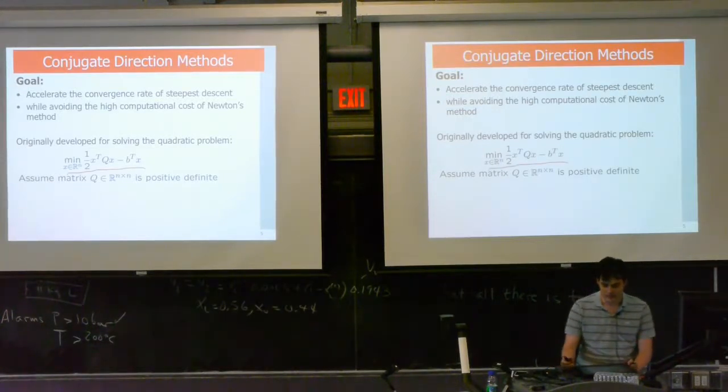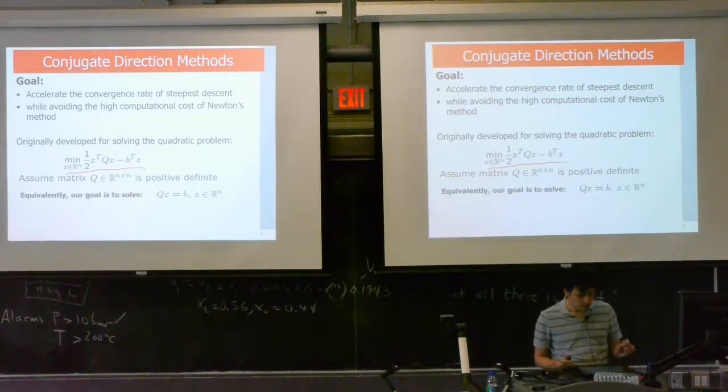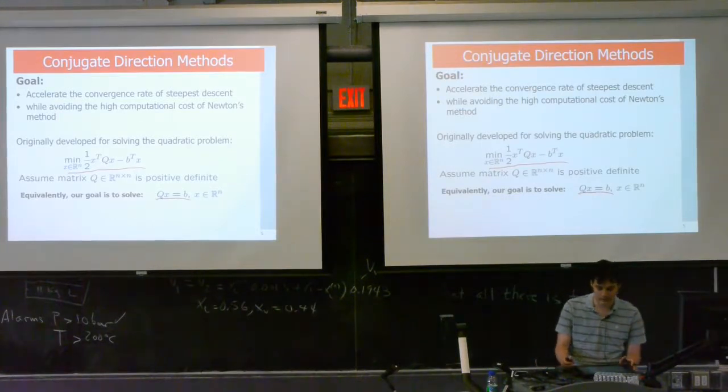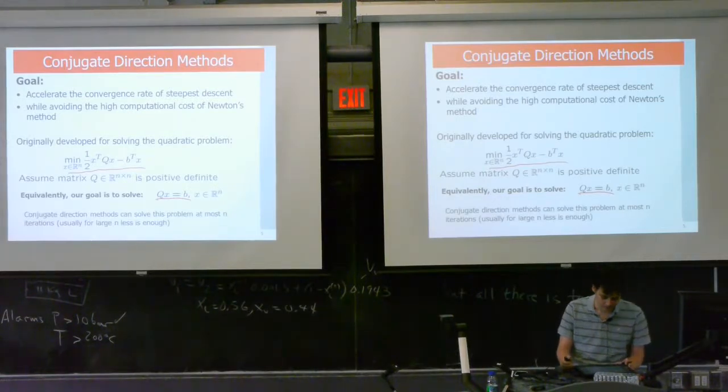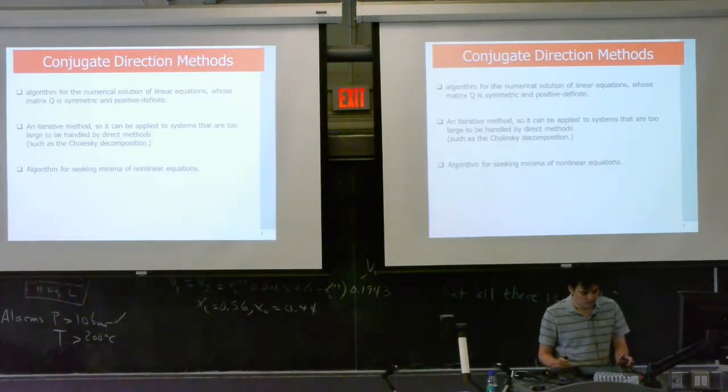Like this, where this matrix Q was positive definite. And this problem was equivalent to solving this linear system Qx equals b, where Q is a positive definite matrix. And we proved that theorem that for conjugate direction methods, if you already have the conjugate directions, then you can solve this problem in at most n iterations.